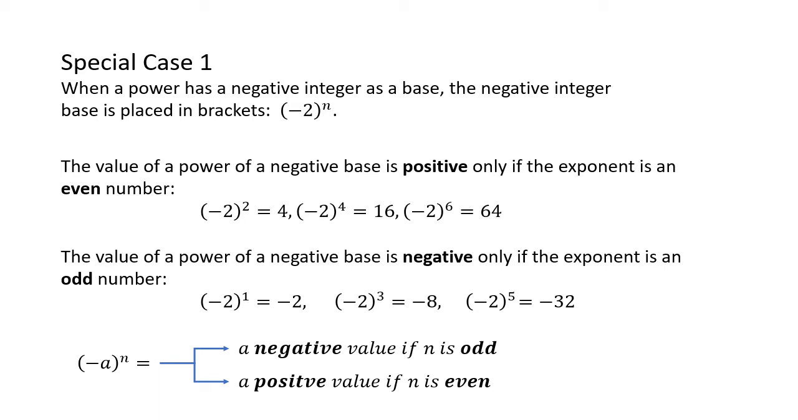Okay, so again, this is the first special case. You saw this in examples C and D. If your exponent is an odd number, you get a negative number, okay? And if your exponent is an even number, you get a positive number. And that's only if it's a negative number all in brackets. In other words, your base is a negative number, okay?